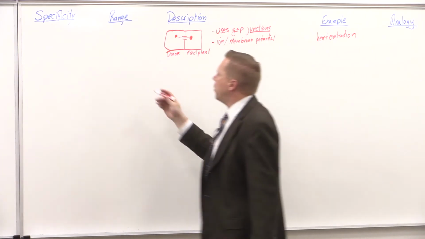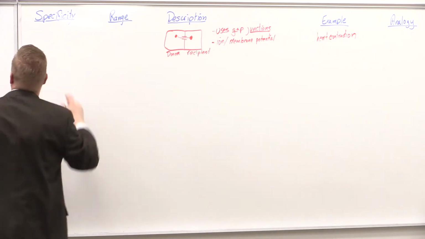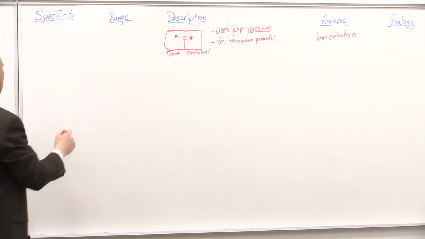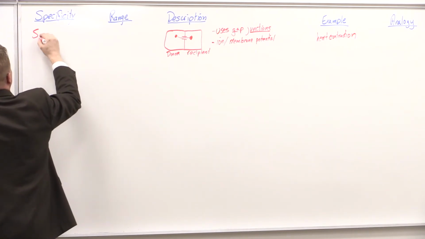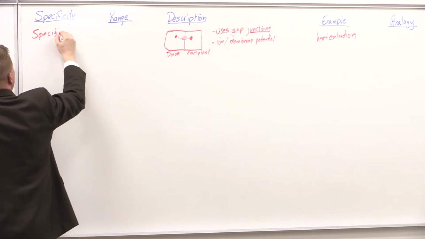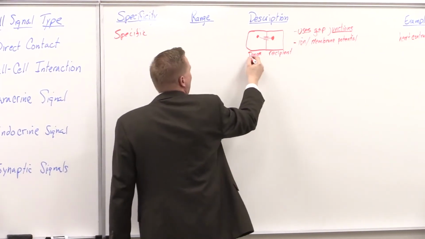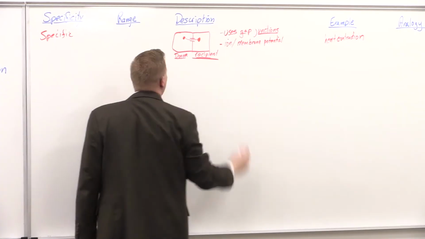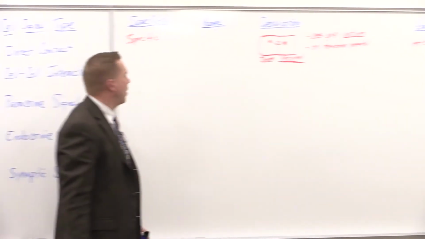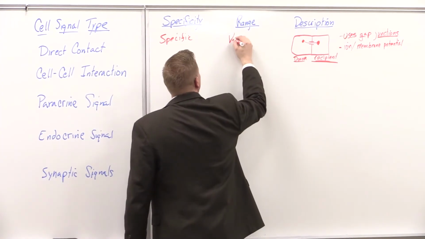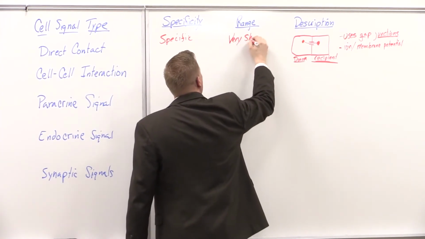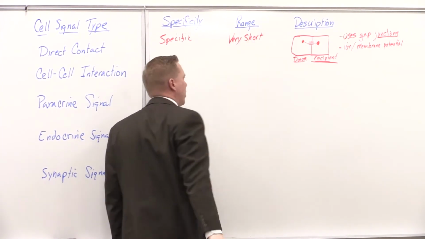And so over here, the specificity of these direct contacts is very close and very specific. So in this case, the donor cell is only signaling a single recipient cell. So it's very specific, and its range is very short distance, meaning they're right up next to each other and touching each other.